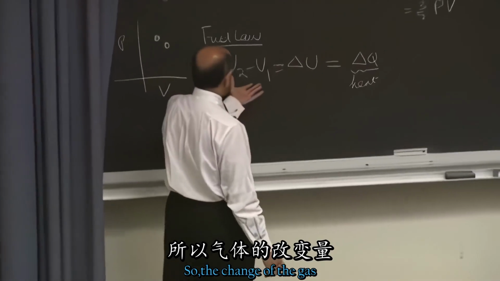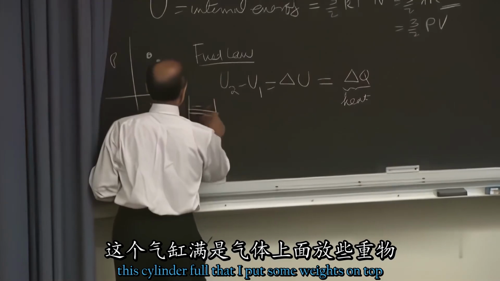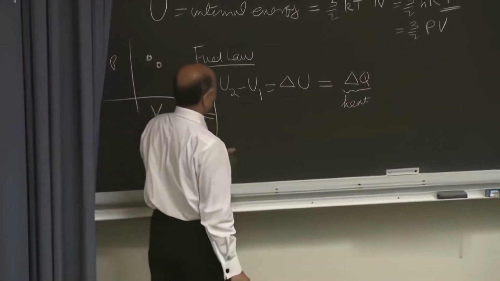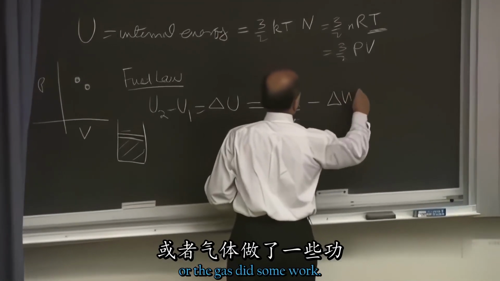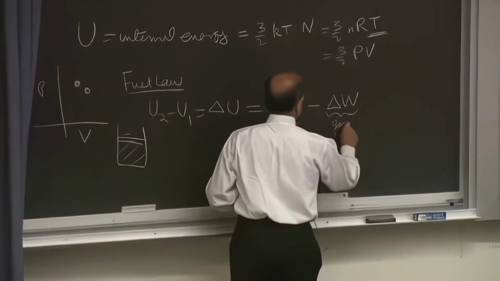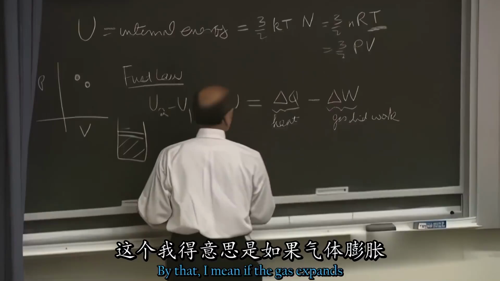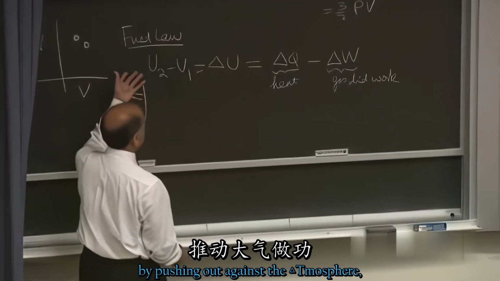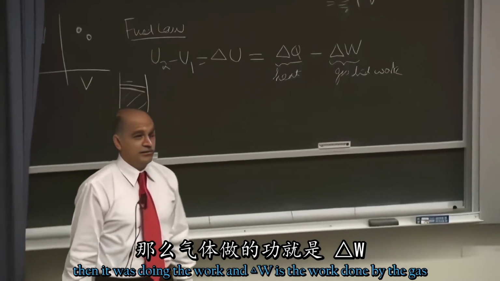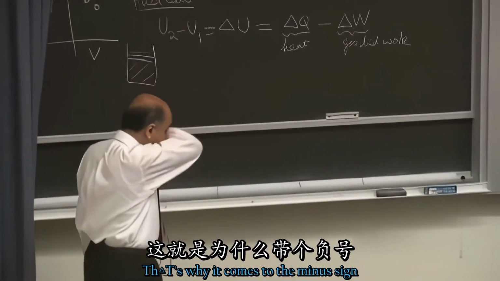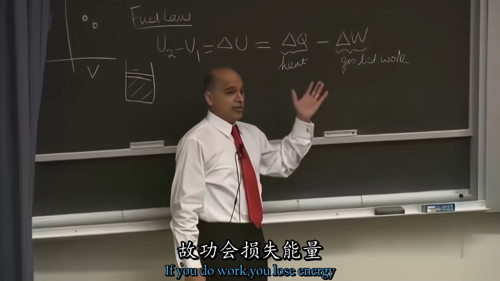So the change of the gas, in this cylinder where I put some weights on top and I've got gas inside, can come either because I put in some heat, or because the gas did some work. By that I mean, if the gas expands by pushing out against the atmosphere, then it is doing the work, and delta W is the work done by the gas. That's why it comes with the minus sign, because it's the work done by the gas. If you do work, you lose energy.